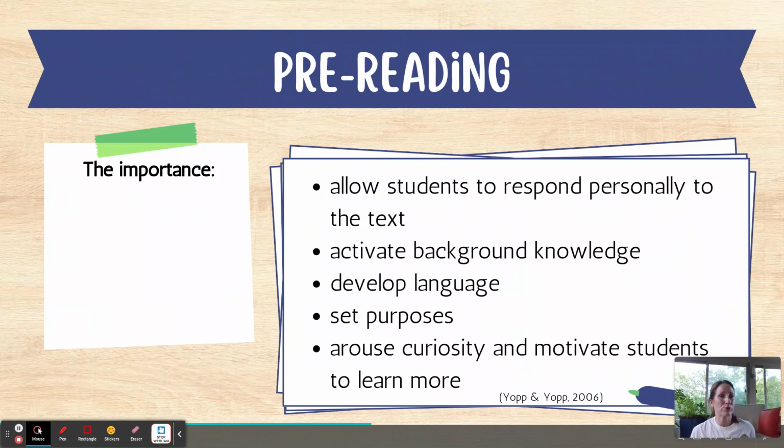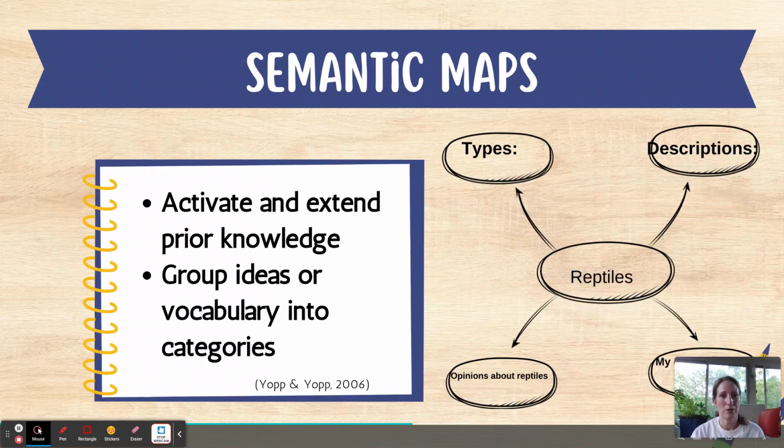So, the importance of pre reading activities: this allows students to respond personally to the text. It activates their background knowledge, so they have a deeper understanding. It helps develop their language. It sets a purpose for why a text is being read, and it allows students to become curious about a topic or a text. So, some ways that we might do that are through semantic maps or mind maps, where students are able to activate and extend prior knowledge.